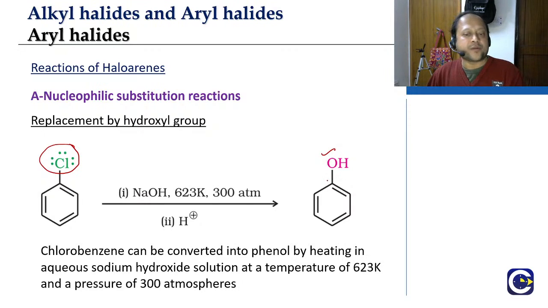But to do that, what we have to do? First we have to use sodium hydroxide at 350 degrees Celsius and 300 atmosphere. So what do you get in between? You get sodium phenoxide, right? And from there, when you do hydrolysis, you get your phenol, right? Now this is also called your Dow's process.